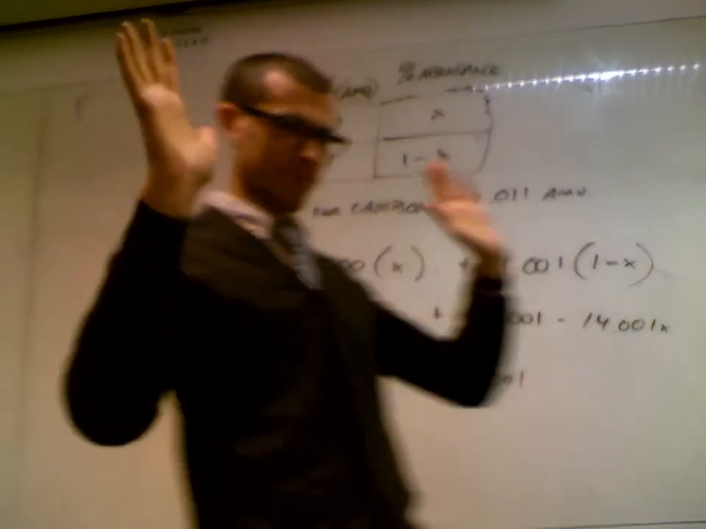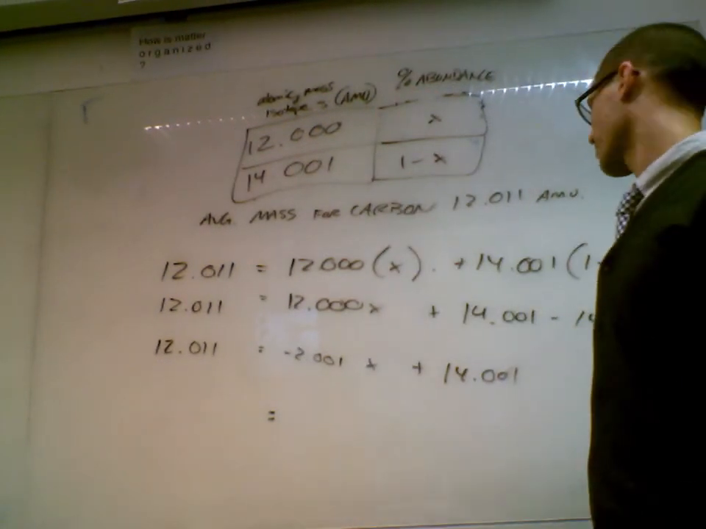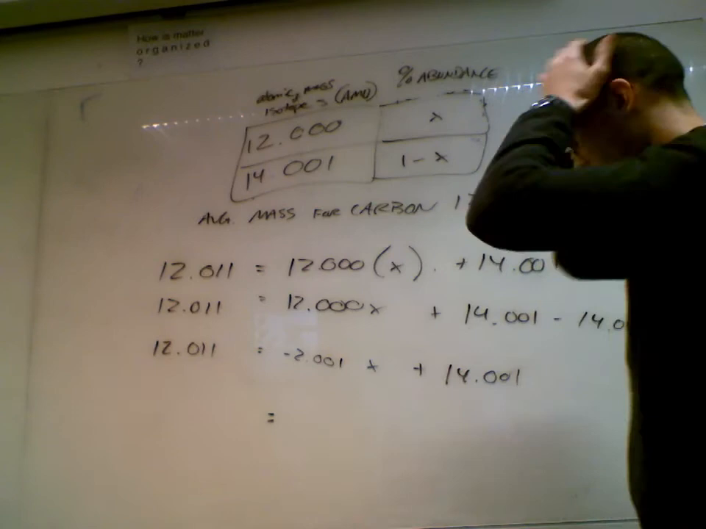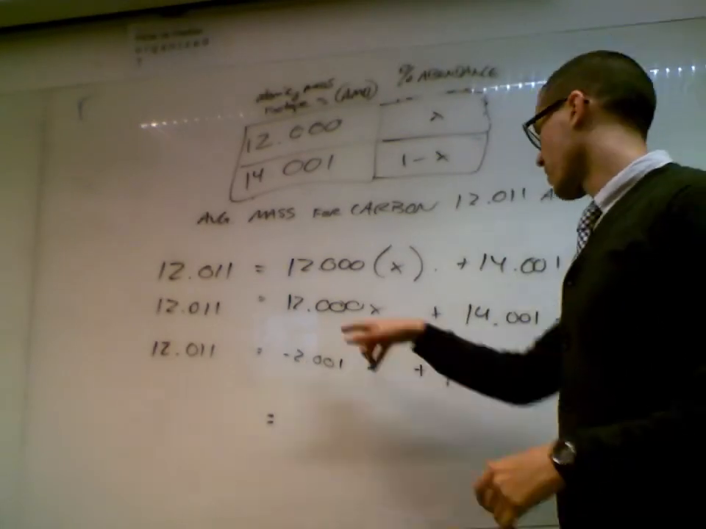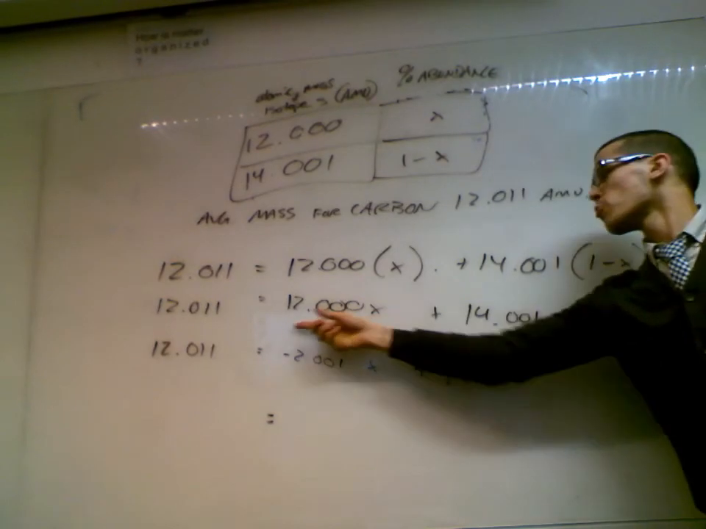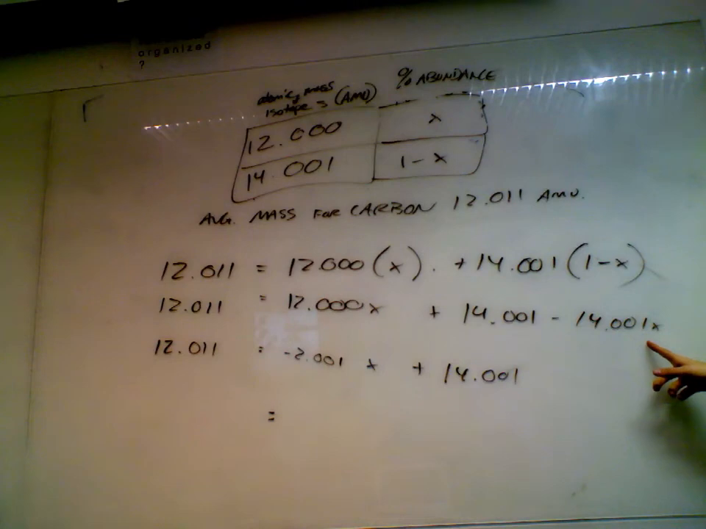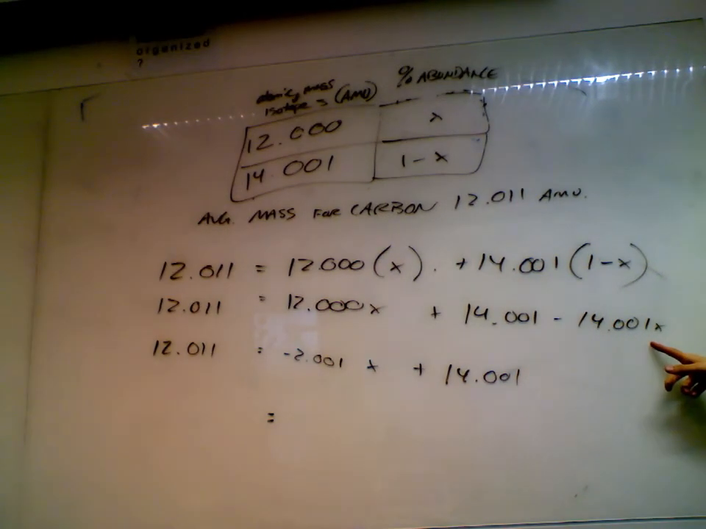Okay. Mr. Sam, where did the 14.001 go? Oh my god! I subtracted it. Come on, pay attention here. Where did you subtract it? I just smacked 12.00x minus 14.001x. Yeah, exactly. So are you going to pull that 14 over on the other side?